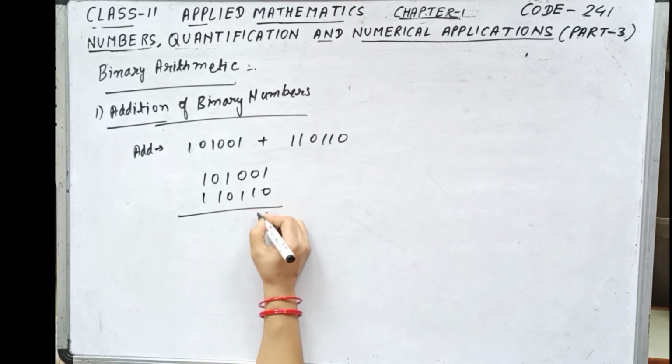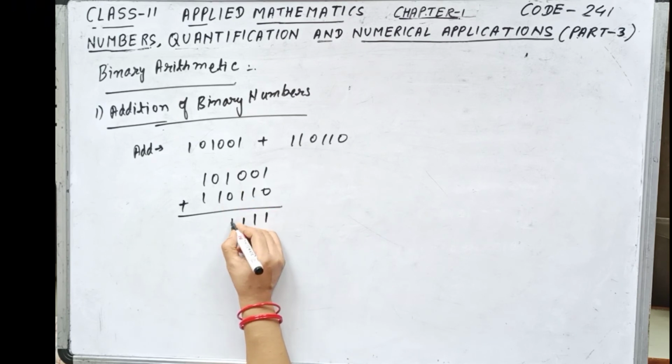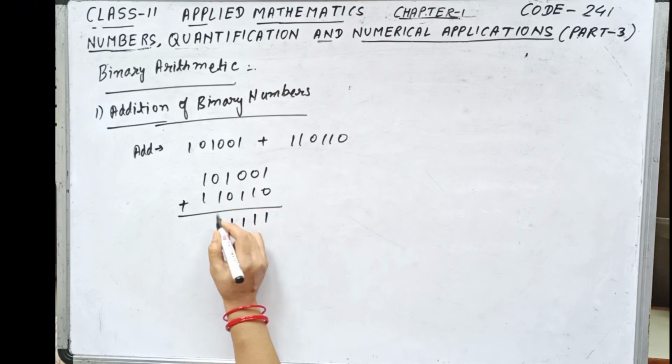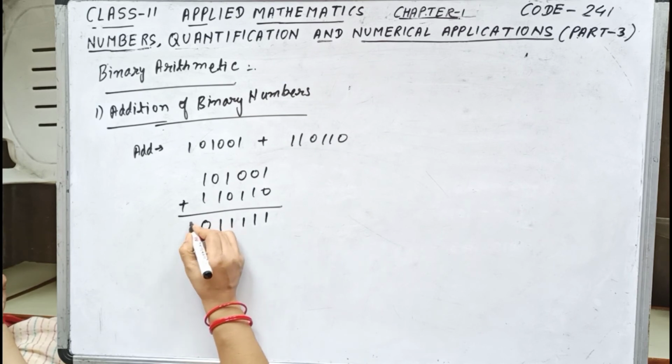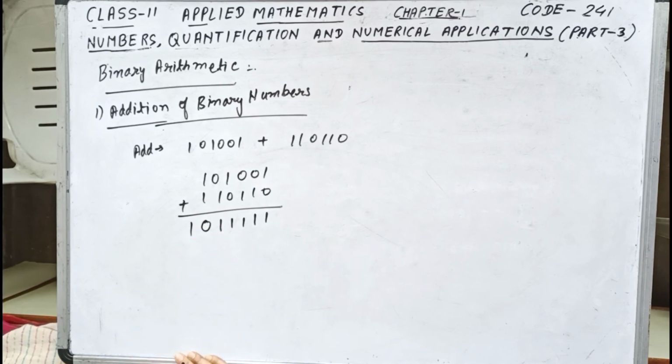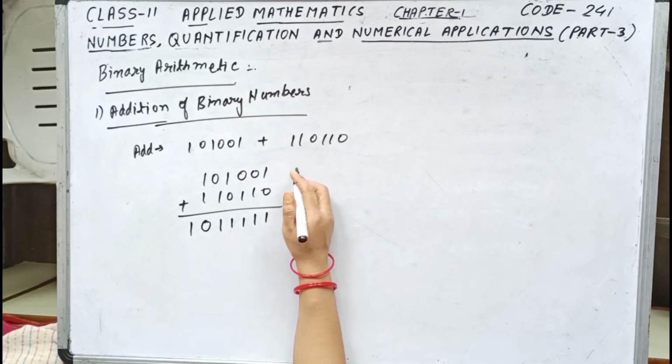1 plus 0 is 1, 0 plus 1 is 1, and again 0 plus 1 is 1. Over here 1 plus 0 is 1, 0 plus 1 is 1, and 1 plus 1 is 2, but we will be writing 0 over here and shifting 1 over here. Okay, I think you understood. Now again one more, that is 2.